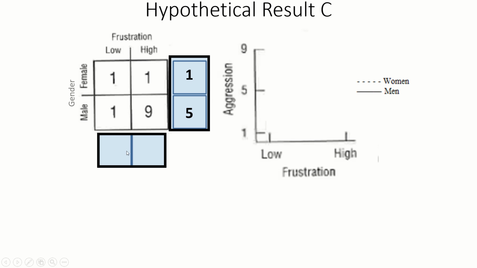And so we'll calculate the marginal means for the levels of frustration here. So low will be 1 plus 1 divided by 2, which is 1, and then 1 plus 9 divided by 2, which will be 5. So we also have a significant main effect of frustration, such that participants are exhibiting greater aggression under high versus low frustration.